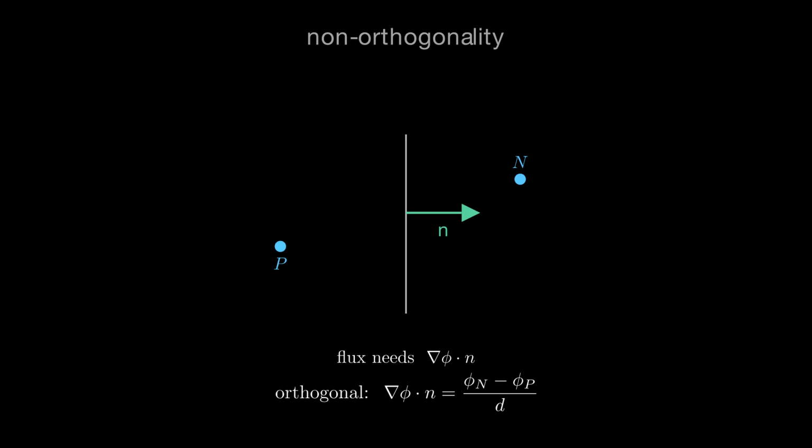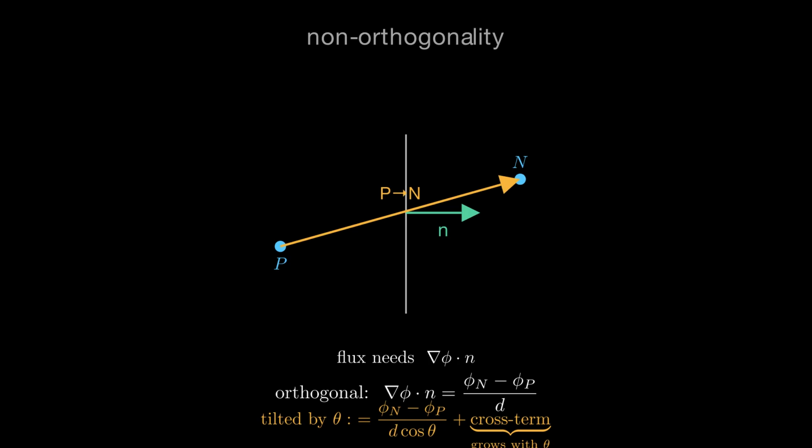Taking the plain difference of the 2 cell values only works when the line between their centers meets the face square on. Tilt that line by an angle, and the difference misses part of the gradient. You patch it with a correction term, and the more it tilts, the bigger that patch has to be. That's the price of skewed cells.